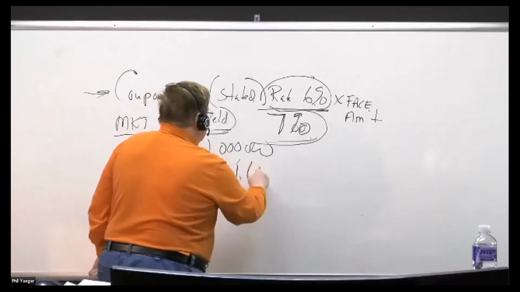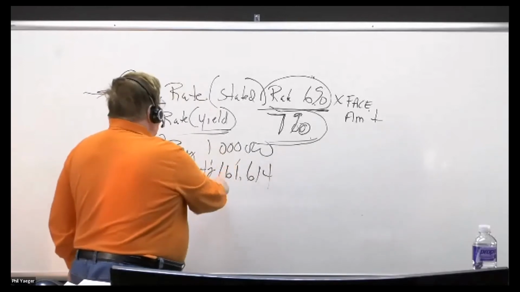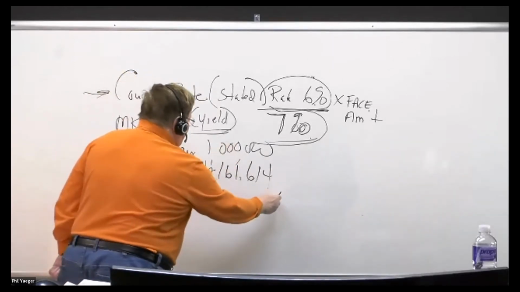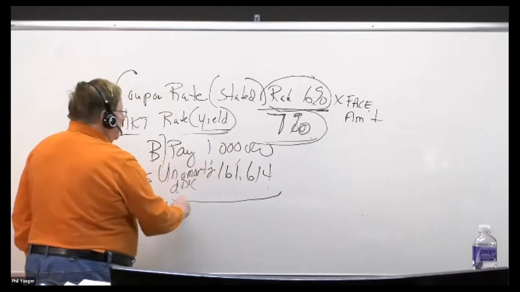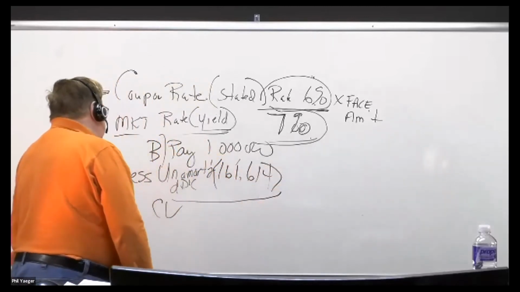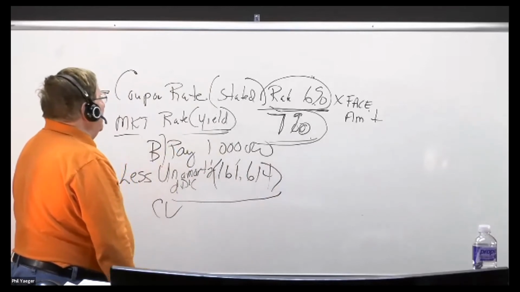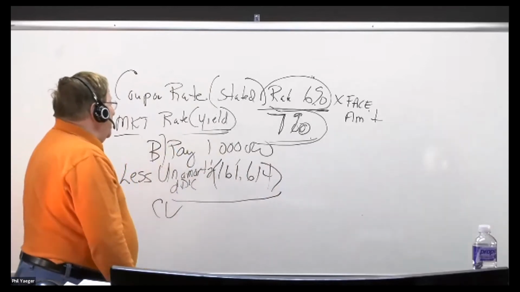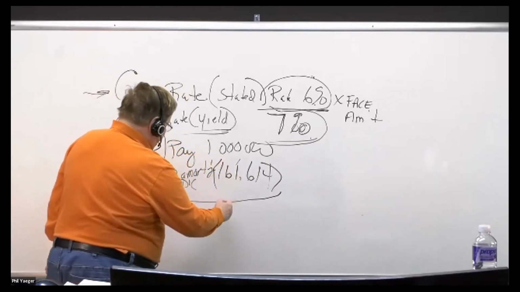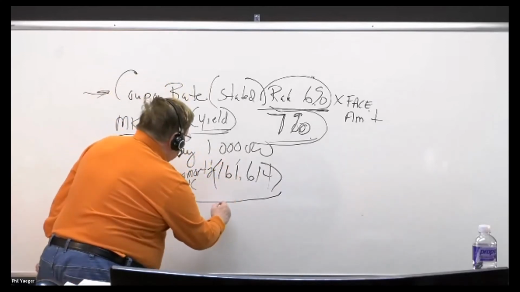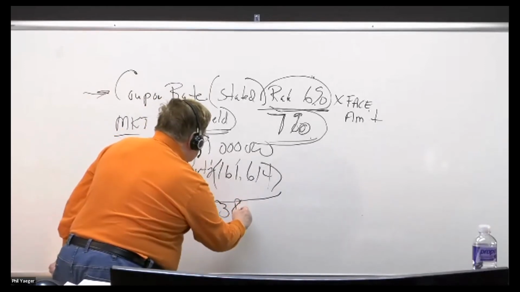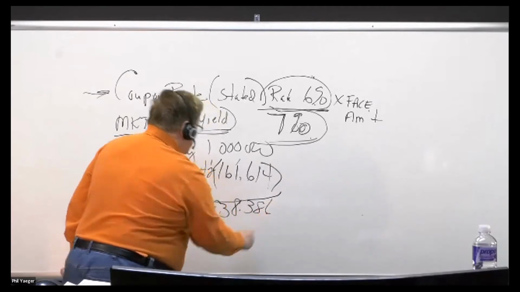161,614, right? And are we going to add that unamortized discount to the bonds payable or subtract it to get the carrying value? I'm going to subtract. Subtract it. All right. So if we had to pay off everyone today, the bondholders would get the $1 million less the discount, which is how much? 838,386. Okay. You with me?